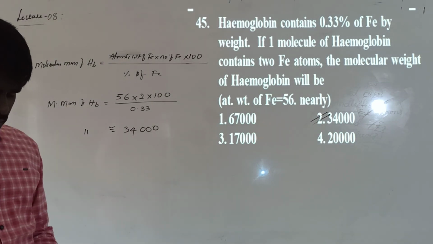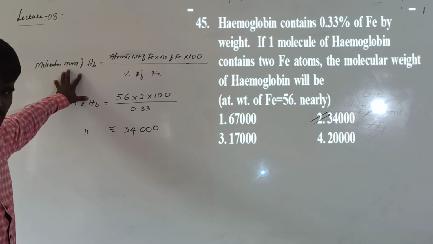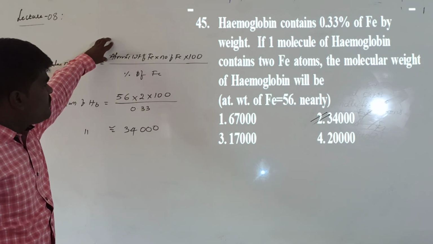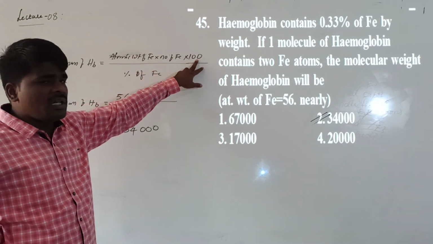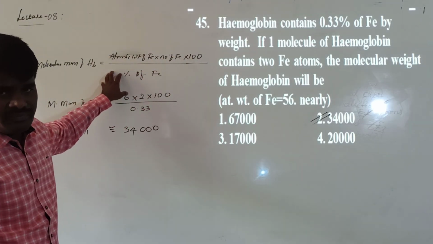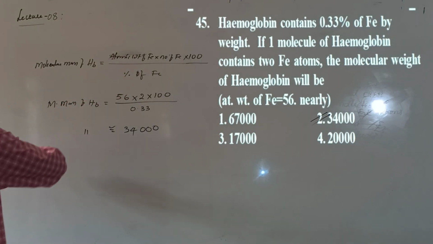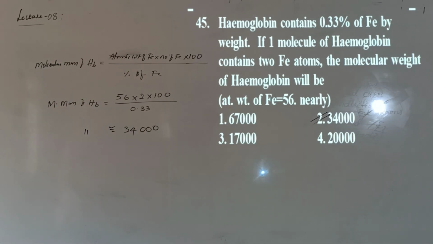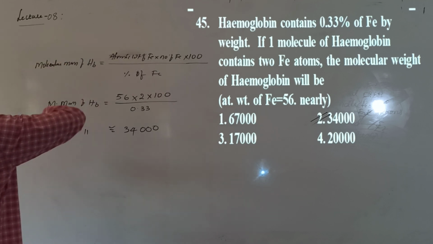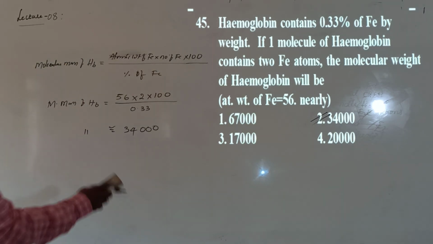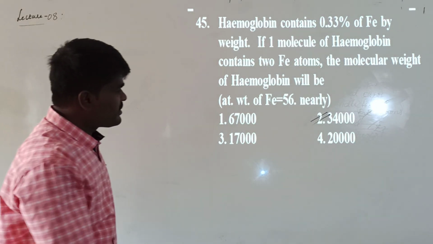If you want to calculate the molecular weight of hemoglobin, what is the formula? Molecular mass of a compound is equal to the atomic weight of the atom into the number of atoms multiplied by 100 upon the percentage of the atom. This is the concept of minimum molecular mass. We'll see another question of the same type in the next level. Then we will discuss it.